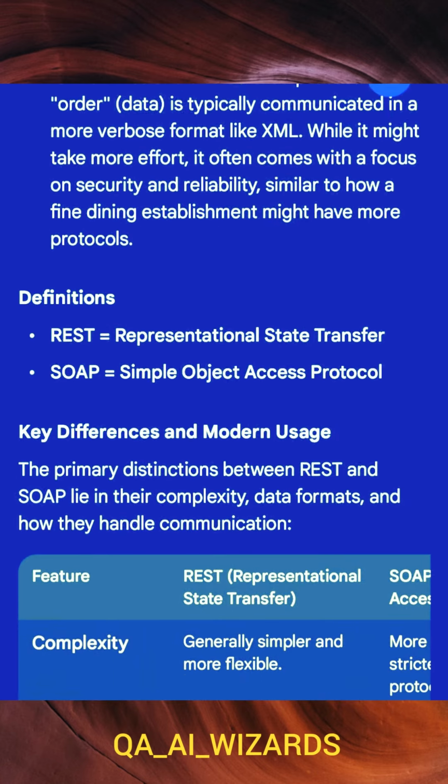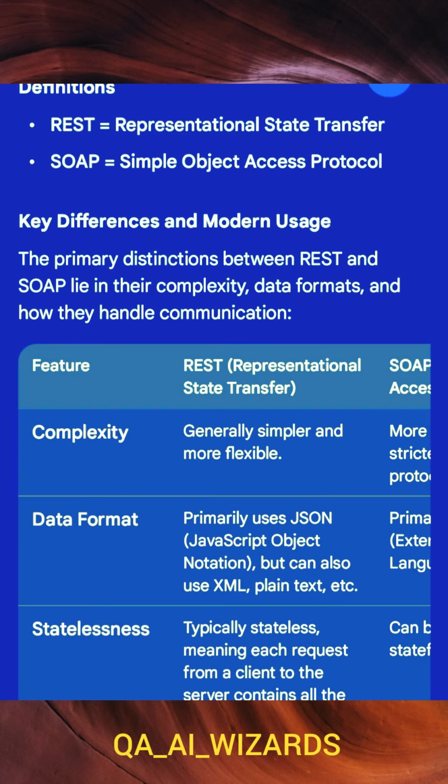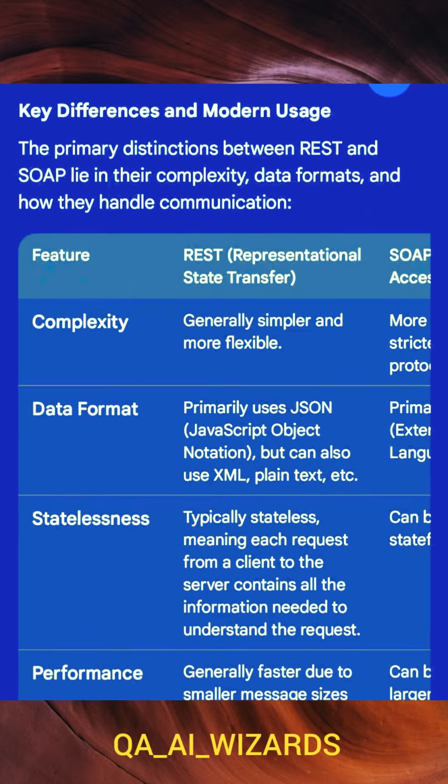Definitions. REST equals representational state transfer. SOAP equals simple object access protocol. Key differences and modern usage. The primary distinctions between REST and SOAP lie in their complexity, data formats, and how they handle communication.